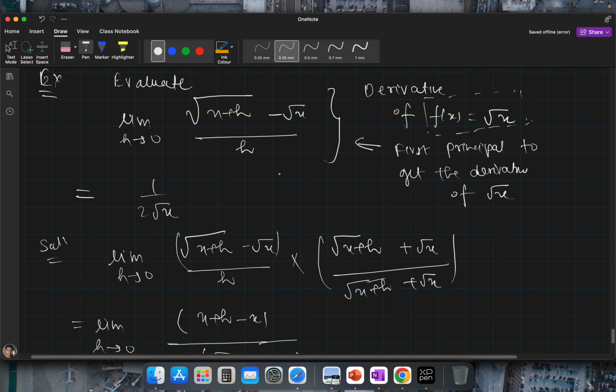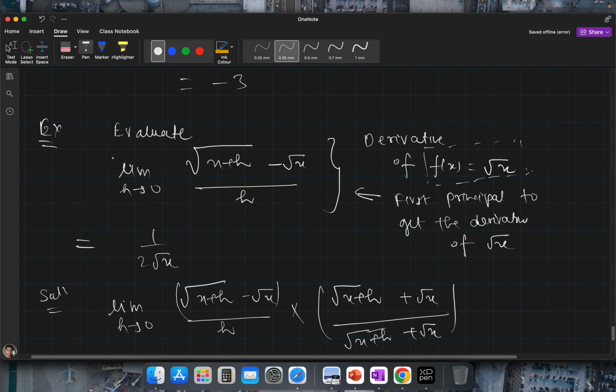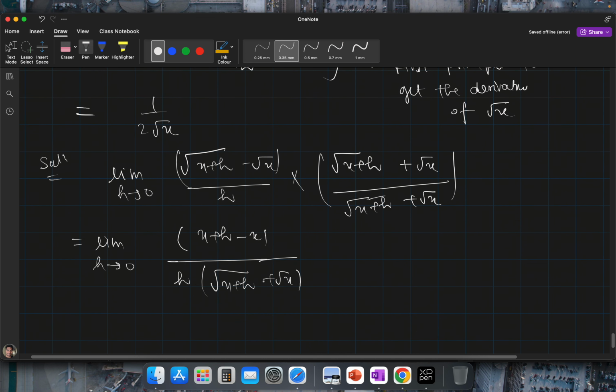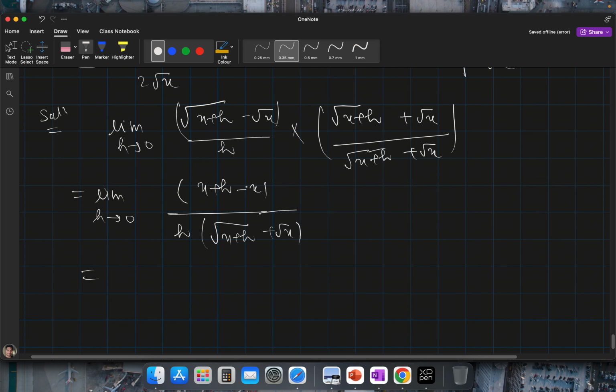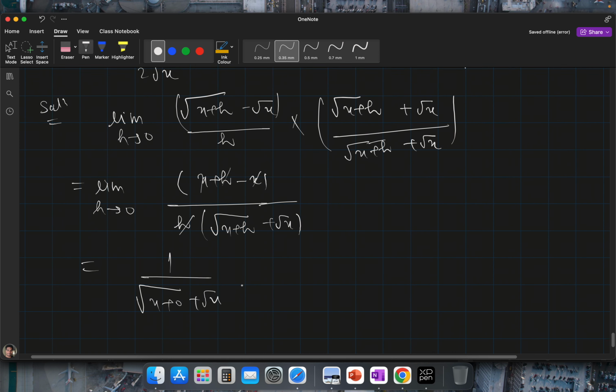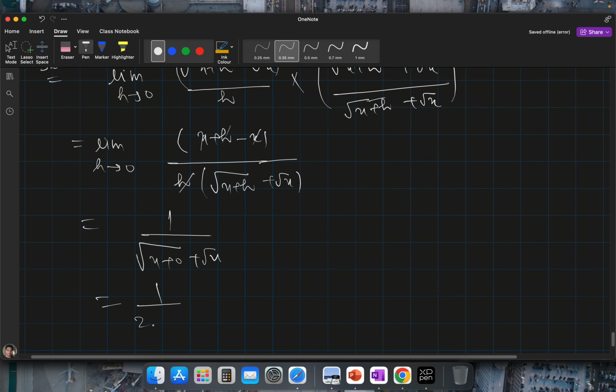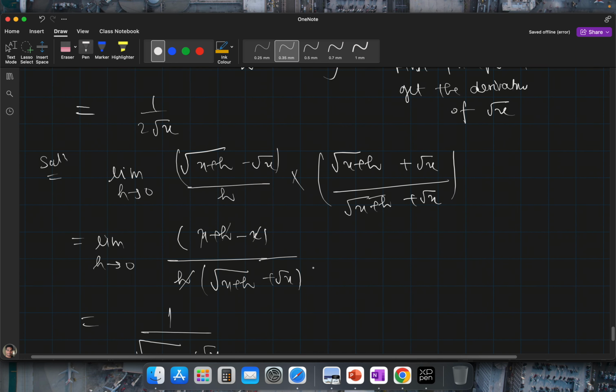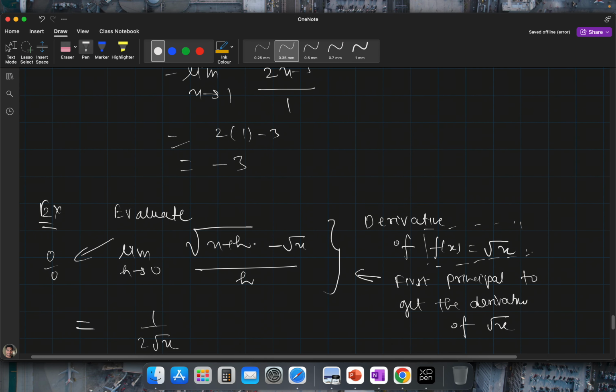Now you can see that I don't have to check it. It is already a 0 by 0 form, right? So x will be cancelled out, and after cancelling, h will also be cancelled out. Now substitute h here. So that will be square root of x plus 0 plus square root of x. So this is the way to get the limit of this.